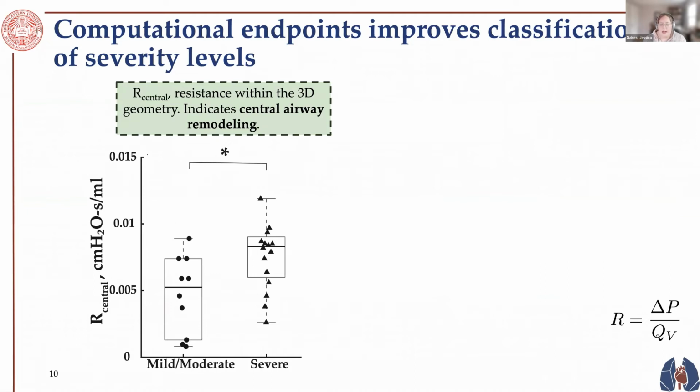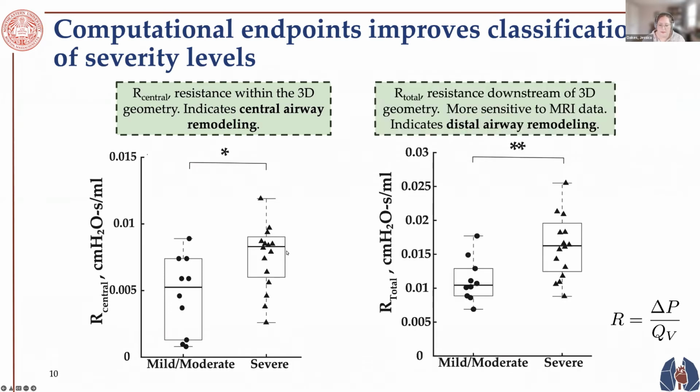So then we looked at the computational endpoints. And the first endpoint that we looked at is a 3D resistance. So this is the resistance in the model that we're simulating. And we see that with our severe subjects, while there's a large variability in this 3D resistance, as I had demonstrated with the 6 subjects, this resistance in the central airways was significantly larger than the mild moderate subjects.